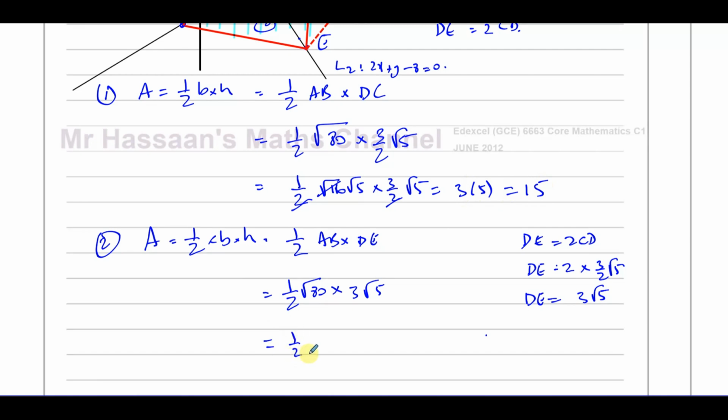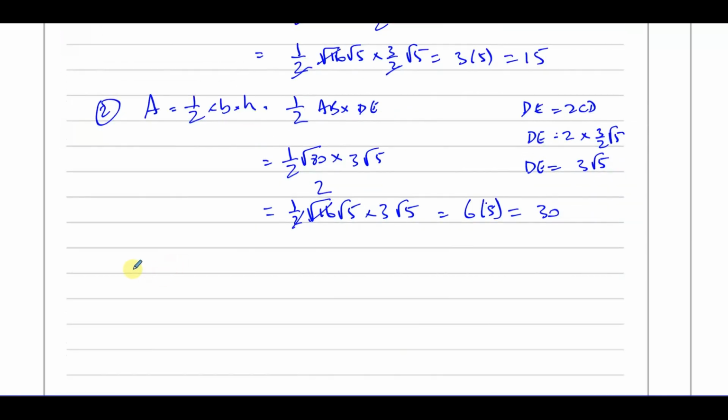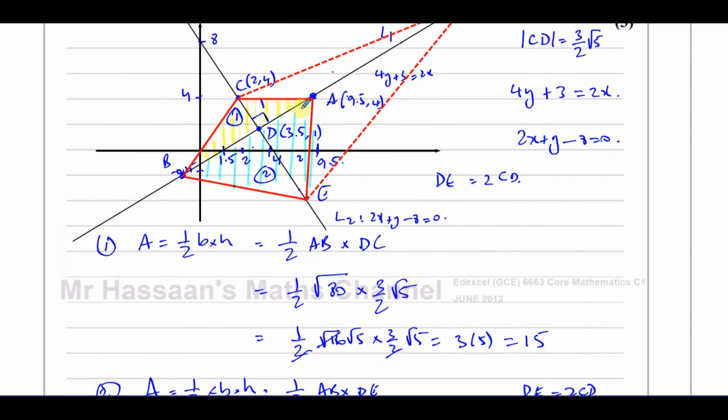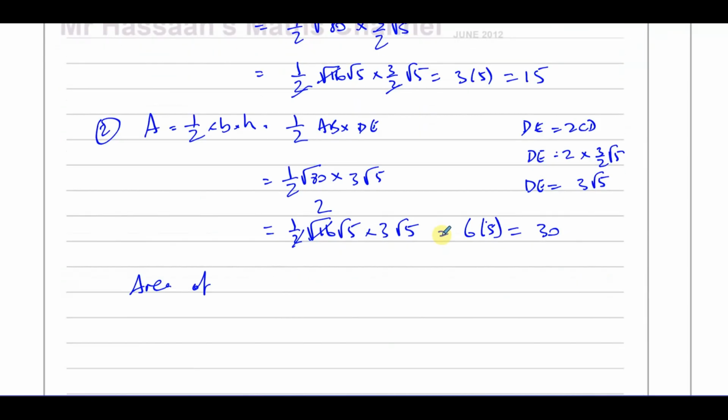And here you have a half times, again, root 16 times root 5 times 3 root 5. So this is going to cancel with 4 to give you 2. So you have 6 times 5, because root 5 times root 5 is 5. That's 30. So we can say the total area of the quadrilateral ACBE is going to be 15 plus 30, which is 45 square units. So that is the answer to part E.